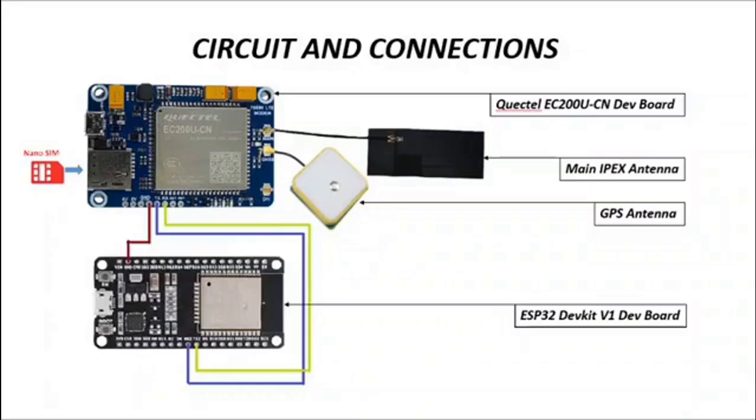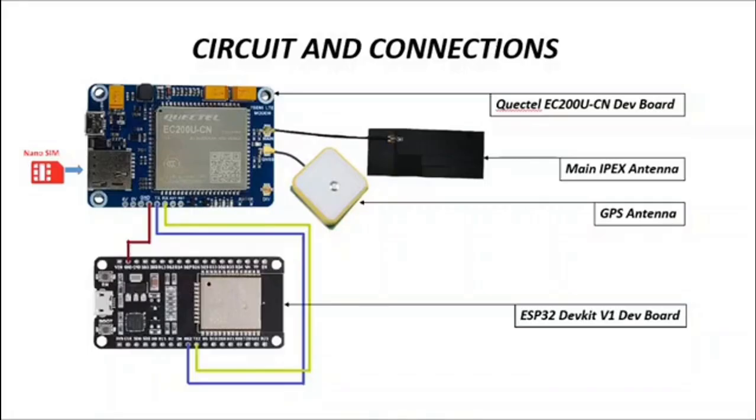A Quectel EC200U-CN development board by 7semi, and an ESP32 DevKit V1 board for pushing AT commands into the Quectel development board. The Quectel EC200U-CN development board by 7semi uses two antennas: one main antenna, which is an IPEX antenna for cellular connections, and a GPS antenna for gaining the GNSS location of the device. It also uses a nano SIM for accessing cellular data connections.